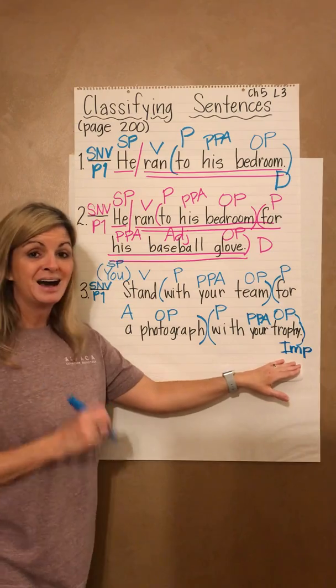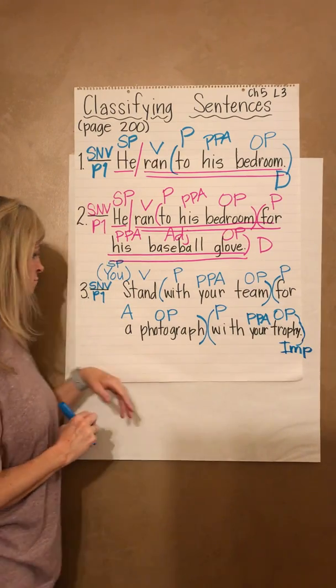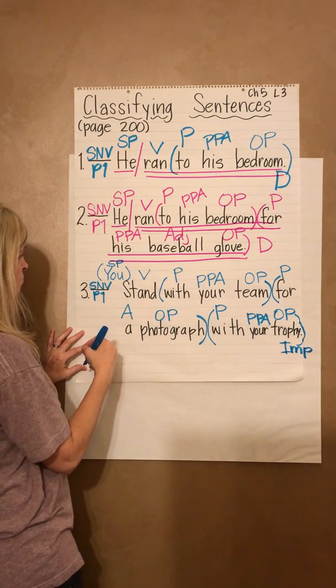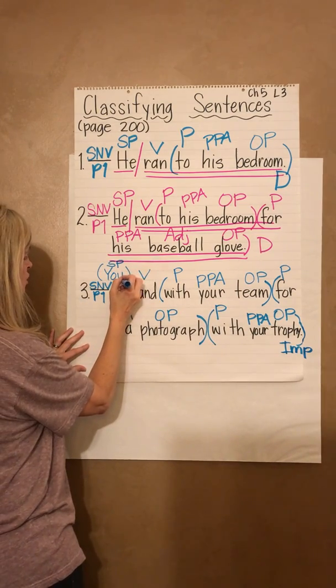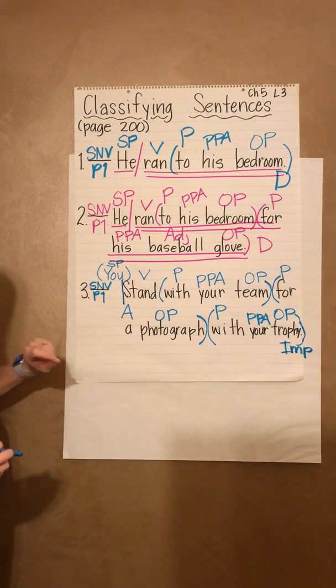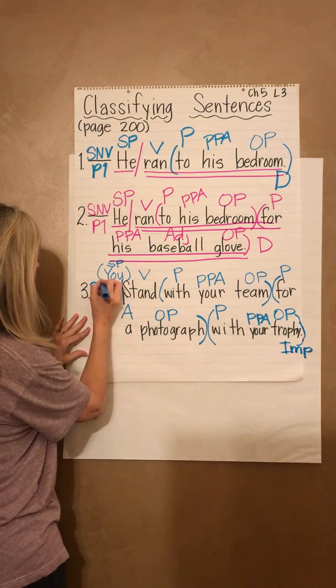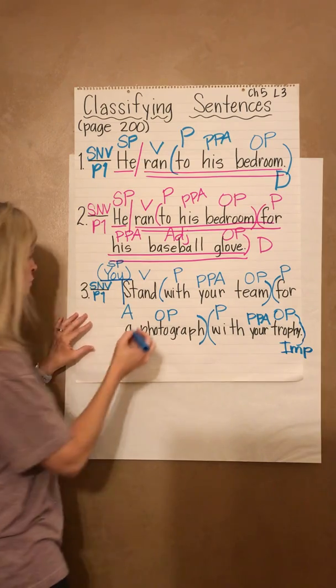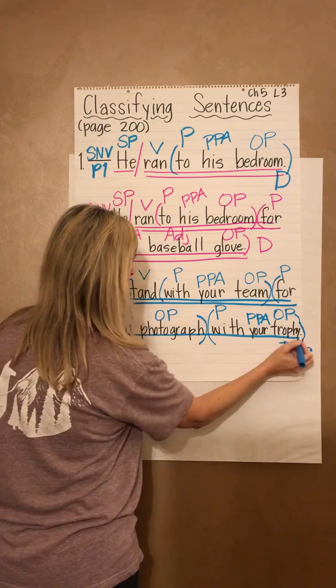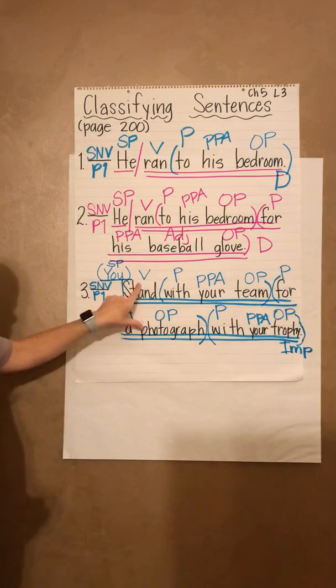So that is labeled IMP for imperative. Go back to the verb, divide the complete subject from the complete predicate. And on this, you're just going to draw your line right in front of that verb. Underline the complete subject once, which is you, and the complete predicate twice, which is every other word in the sentence after that verb.